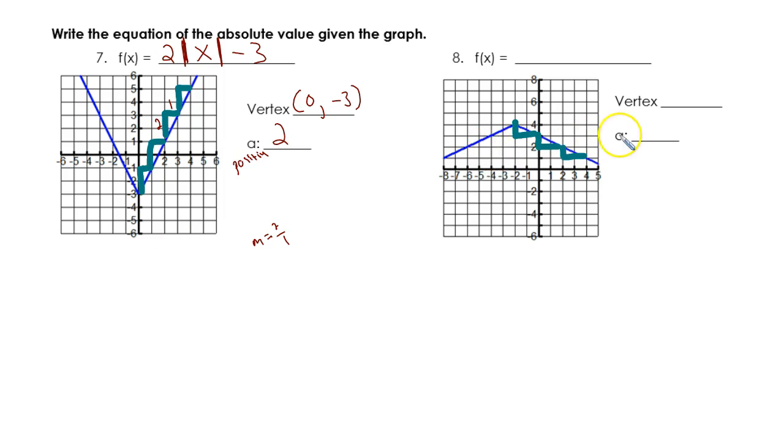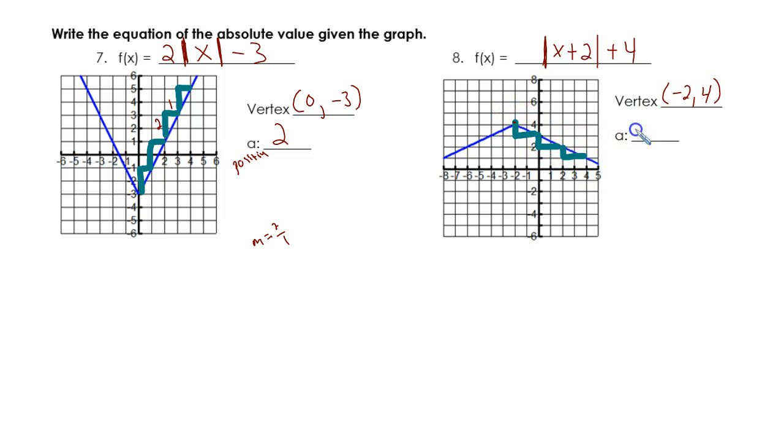In our second example here, our vertex is left 2, up 4, right here, negative 2, comma 4. In the absolute value bars, we're going to have x plus 2, because remember, it is the opposite of the sign in the h part of our vertex. But since the 4 for the y value or the k value is positive, we'll have plus 4 at the end. Now, notice that the right side of our vertex is going downhill.